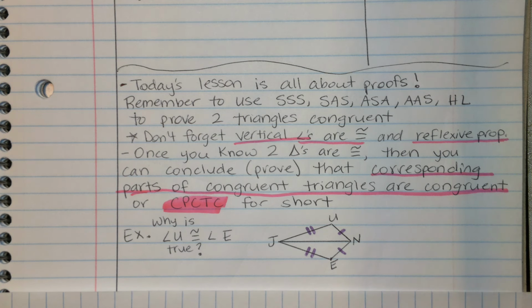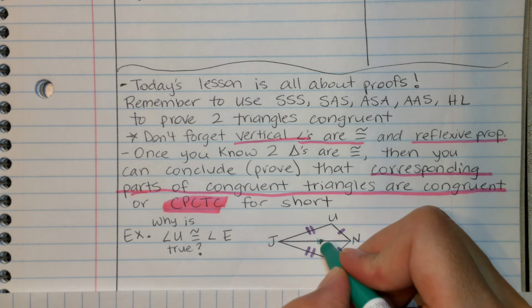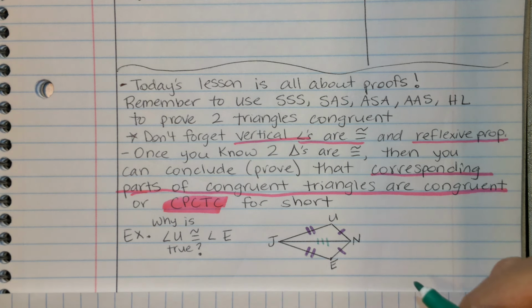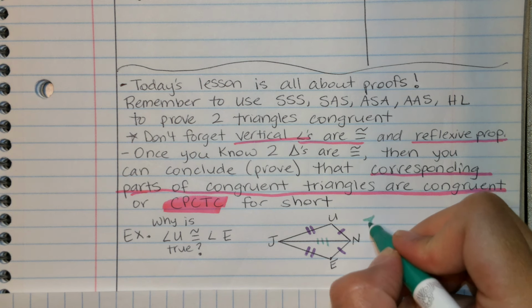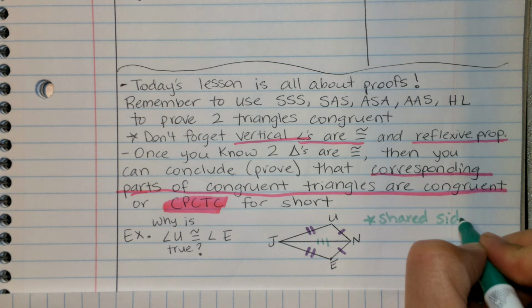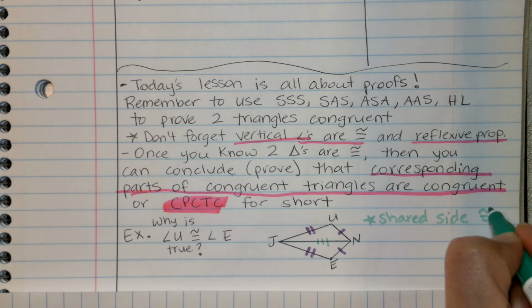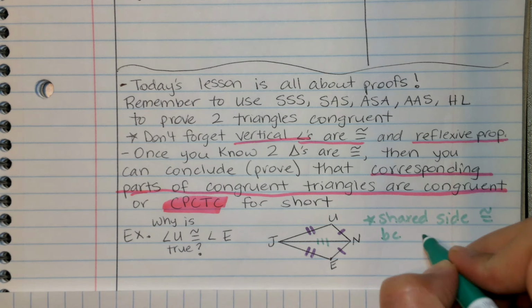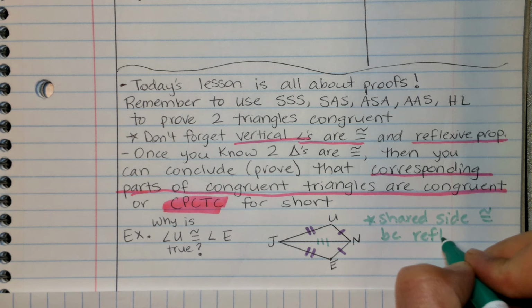Okay, so hopefully you're thinking, it's the reflexive property. They share a side. So you're right if that's what you're thinking. So I can do 3 marks on that shared side. So I'll just remind you guys, shared side is congruent because reflexive property.